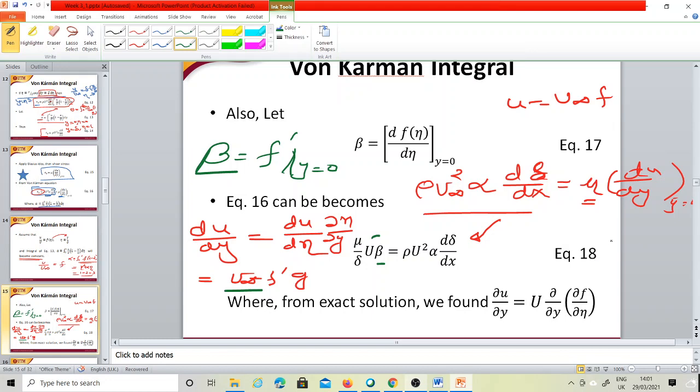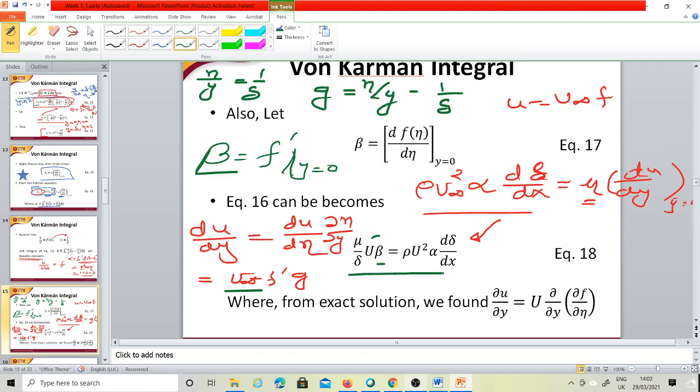If you remember what I said last time, g, according to our definition, was eta equal to y g, so g should be eta by y. You also know that eta is equal to y by delta, so eta by y is equal to 1 by delta. So g is nothing but 1 by delta. Just put the value 1 by delta here.